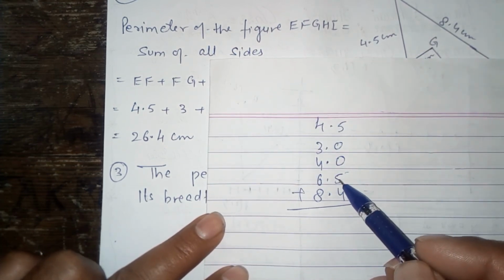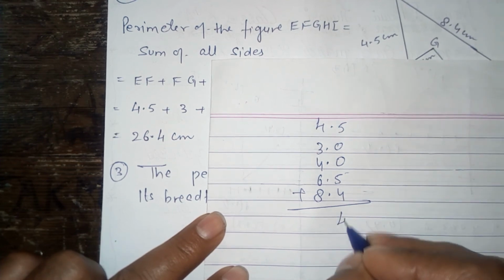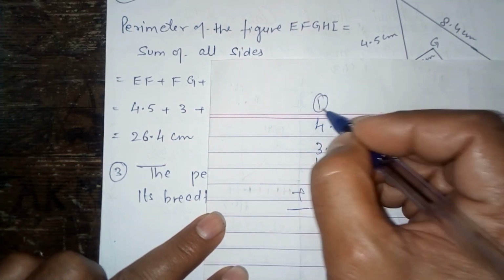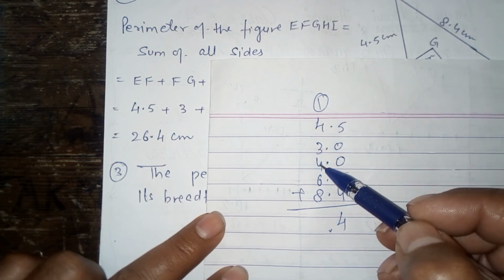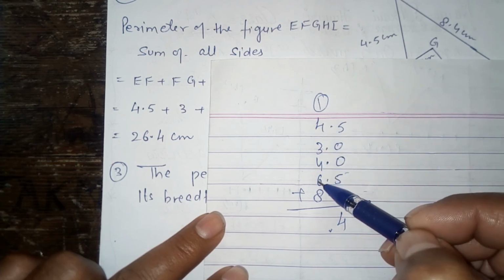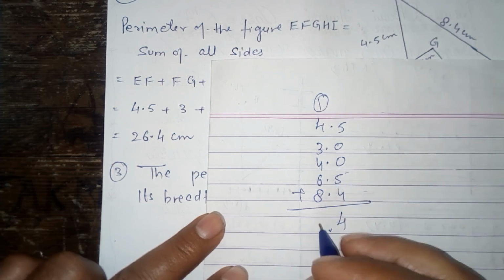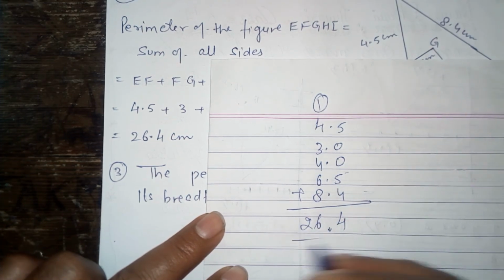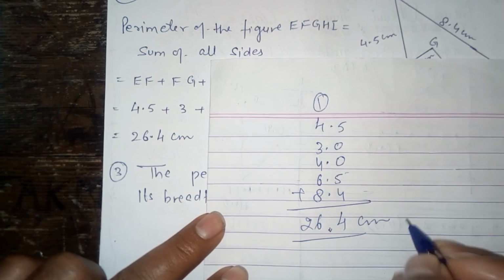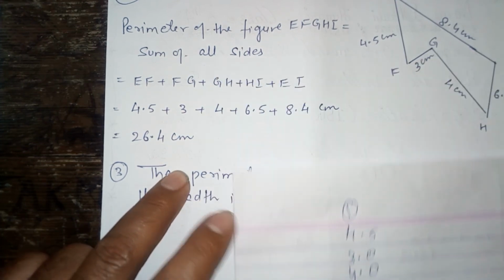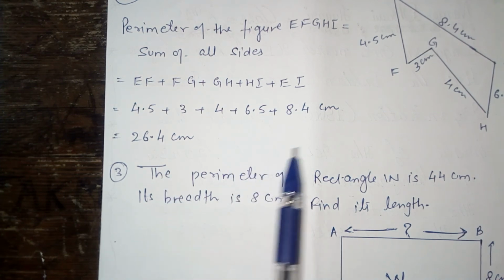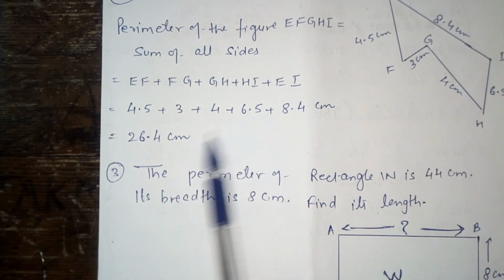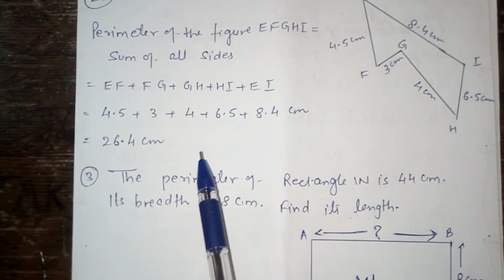5 plus 5 is 10. 10 plus 4 is 14. This is 4. Carry over is 1. 1 plus 4 is 5. 5 plus 3 is 8. 8 plus 4 is 12. 12 plus 6 is 18. 18 plus 8 is 26. 26.4 centimeter is the perimeter of the given figure EFGHI. The perimeter of the given figure is 26.4 centimeter. Okay.